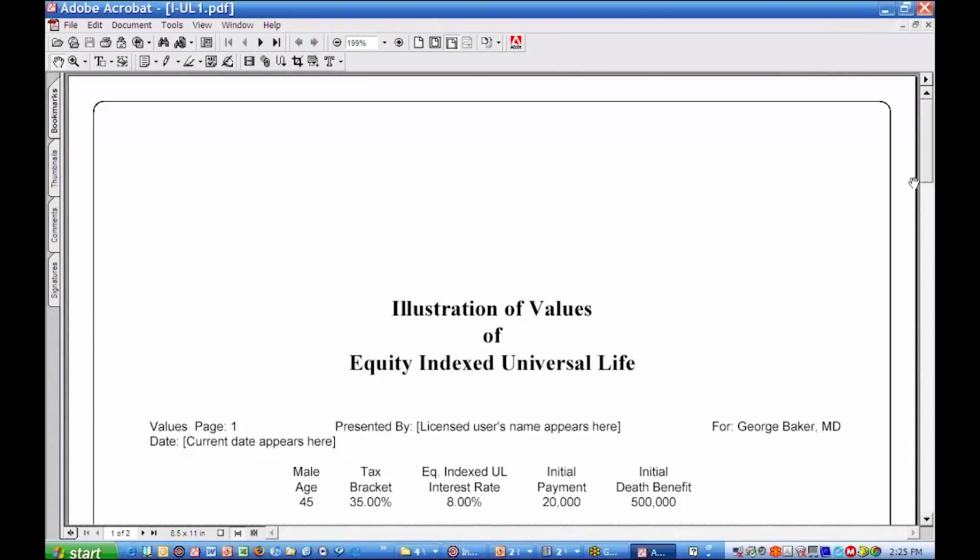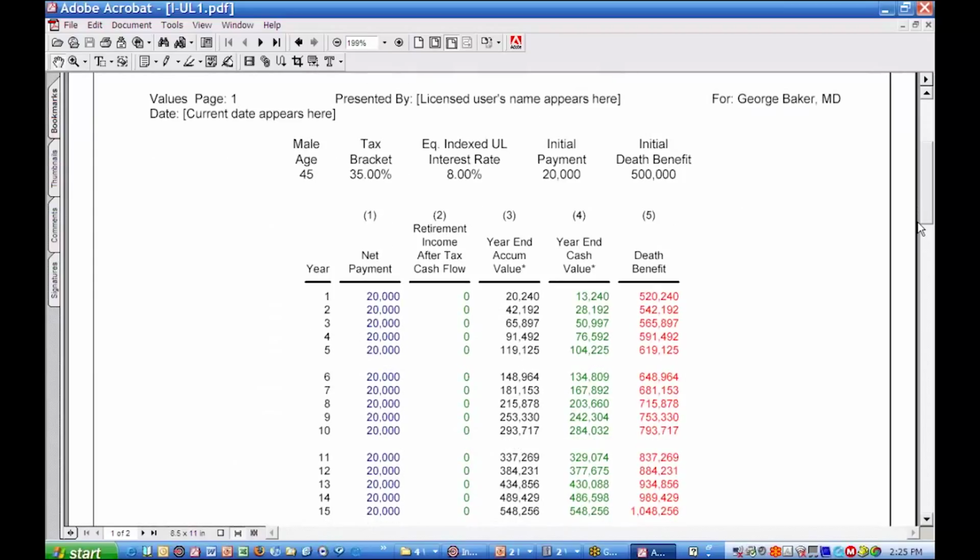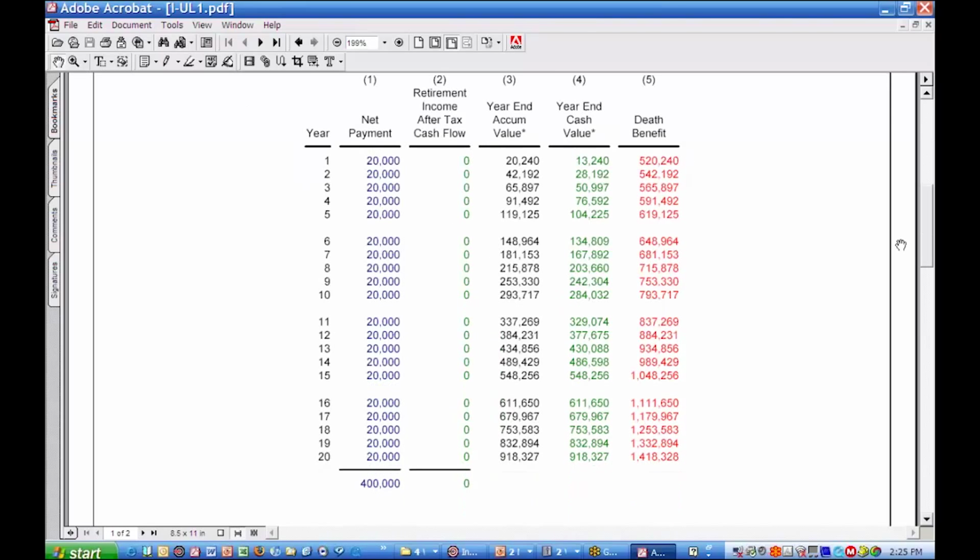This is not your basic illustration that you do. It's the illustration from InsMark, a supplemental illustration. But there we are with the premiums and the cash values, no cash flow during pre-retirement years, building almost $1 million of cash value by retirement.